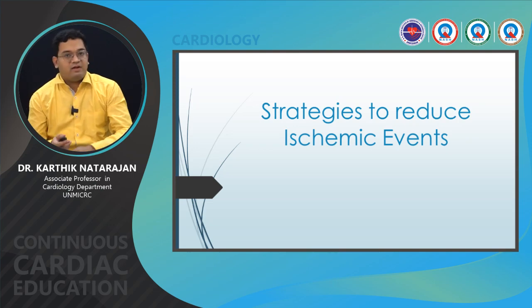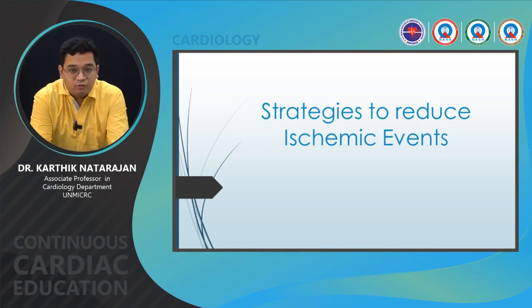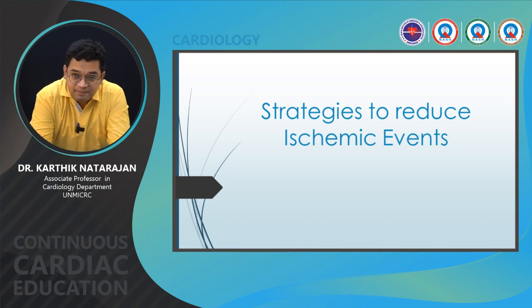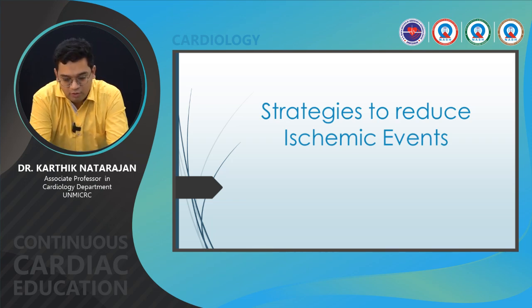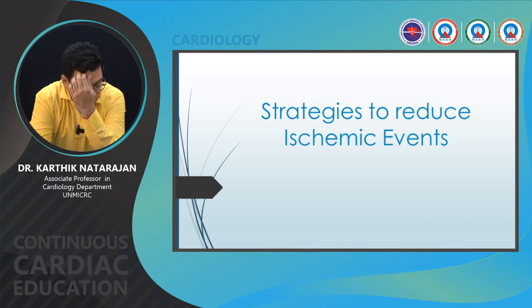So now after discussing all this, now you have done a PCI, the patient is okay. So your idea of giving antiplatelets is to prevent further or future ischemic events. In the future, you don't want any MACE in that patient. And at the same time, you need to balance the risk of bleeding. You don't want the patient to bleed. So we'll discuss what are the strategies to reduce the ischemic events.